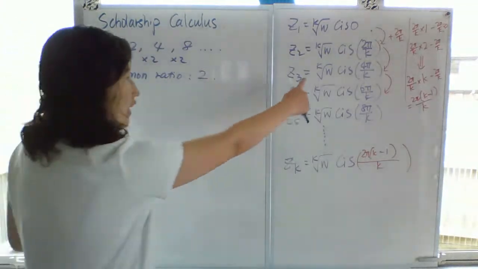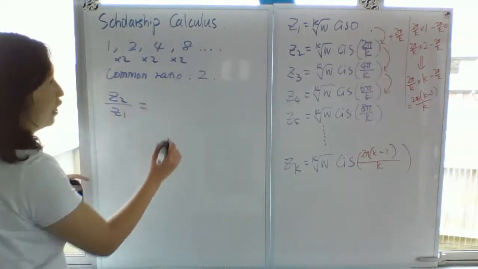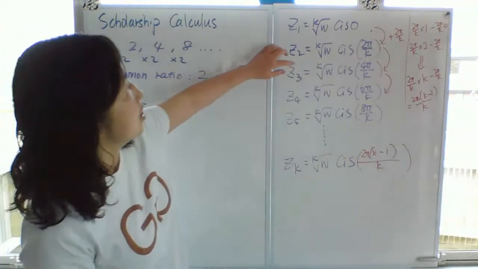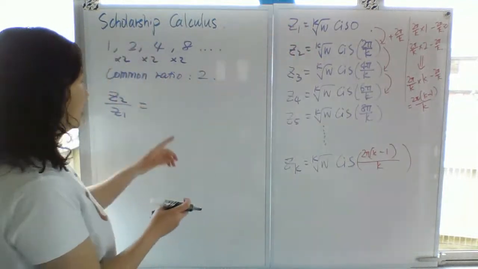So we are going to check. Let's have a look here. If Z2 divided by Z1, what do we get? According to the theorem, you take the modulus divided by modulus, which will give us 1.